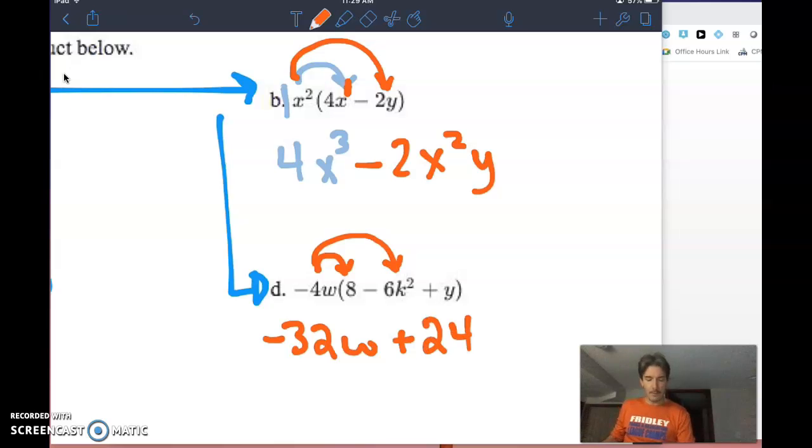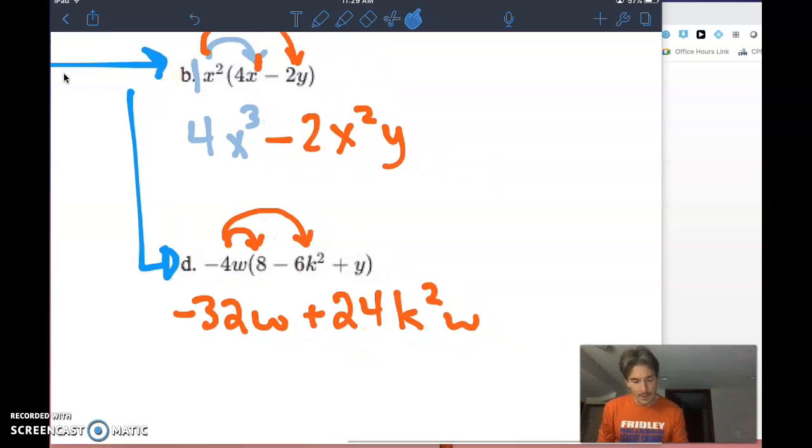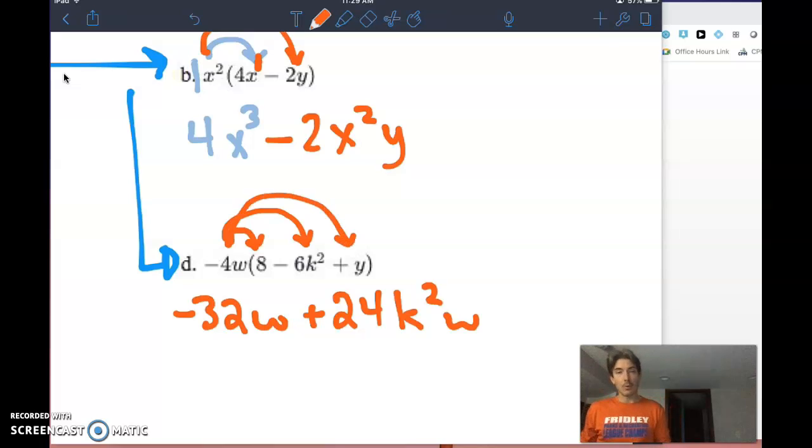Now here's where I don't have the same base, so I can't put the k and w together and increase the exponent. I will write the k first. That's often how it's done. We write those in alphabetical order, but if you put wk squared, that's fine. Just understand we don't have a w squared. All right, the k is the only thing that gets the square. All right, last part of this is going to be the negative 4w times y.